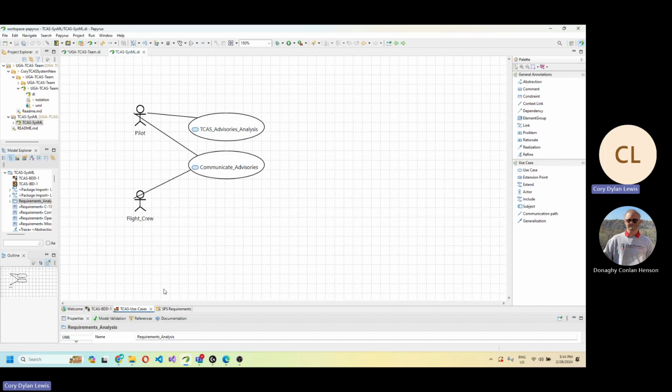So this right here is a little depiction of our use case diagram. More or less the use case captures a contract between the stakeholders of the system about the relevant behaviors within said system. And it looks rather simple, but as you can see within the picture, the pilot is in contact with the TCAS advisory analysis as well as the communicative advisories, whereas the flight crew is simply in contact with the communicative advisories.